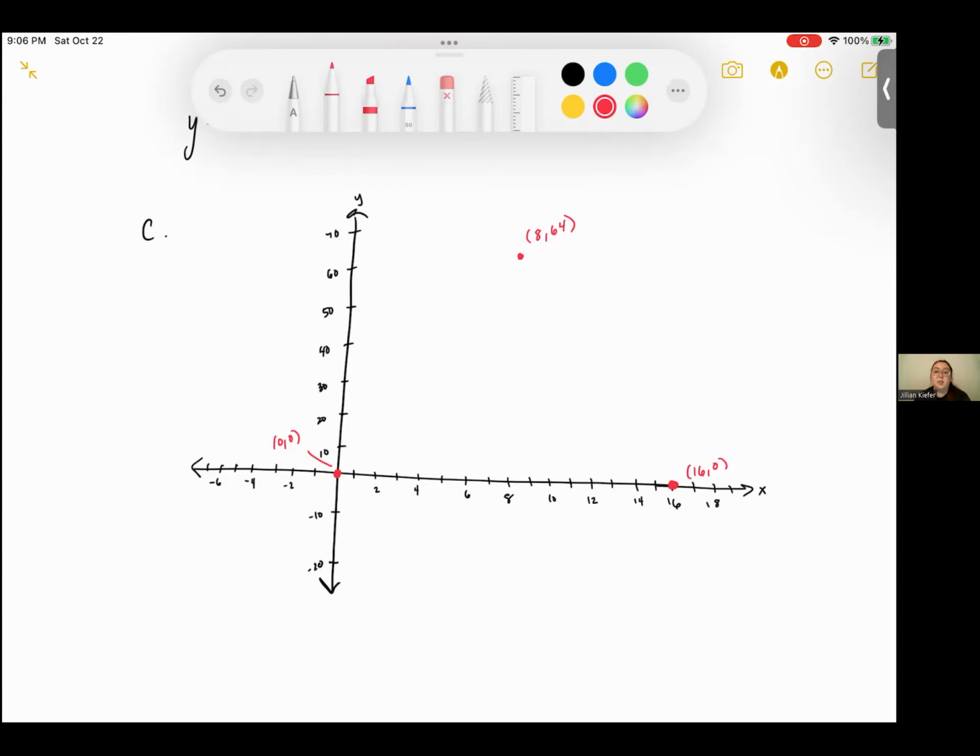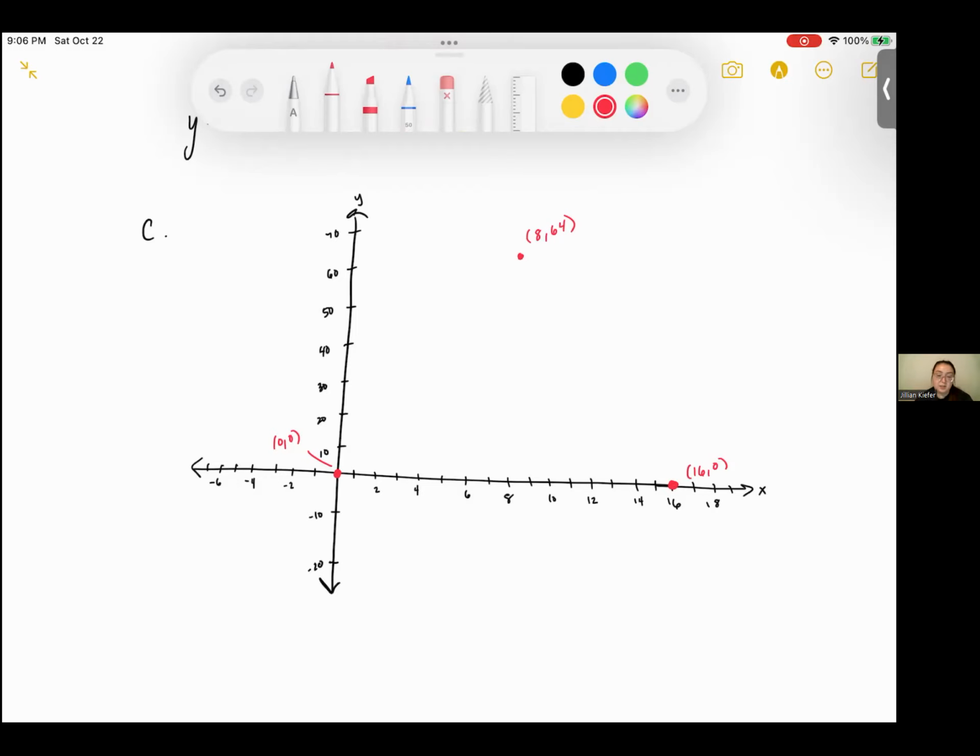Remember, this is a U shape, so it should look like a U. So we're going to connect up our vertex with our two x-intercepts and make it look as even as we can. Remember, you're not going for absolutely perfect, you are just going for accurate. As long as this is accurate, you should be good. You're not drawing a V, you shouldn't draw straight lines, but it should be curved.